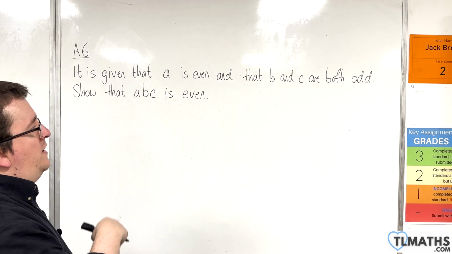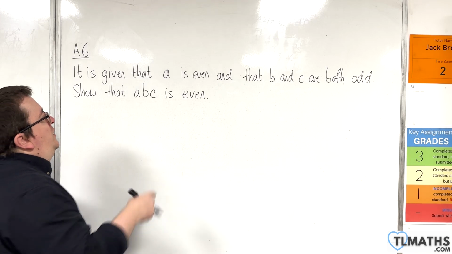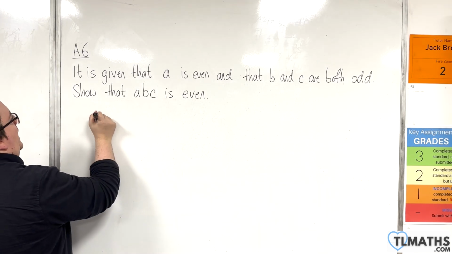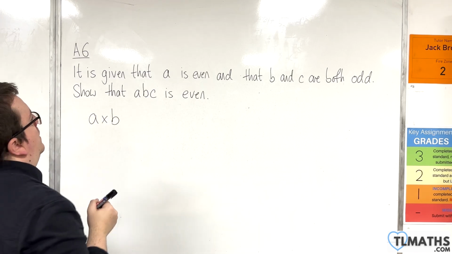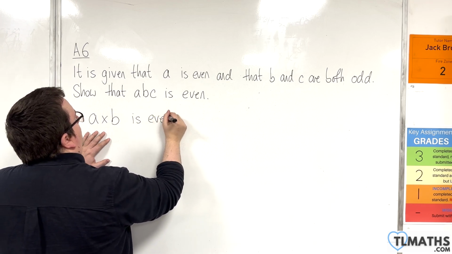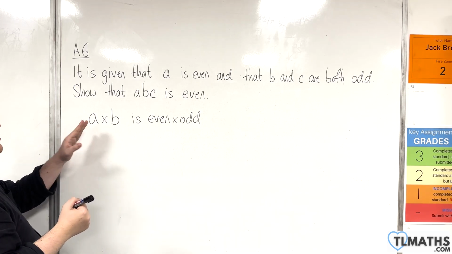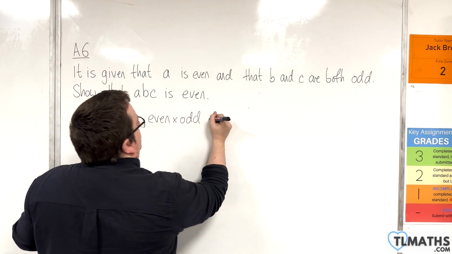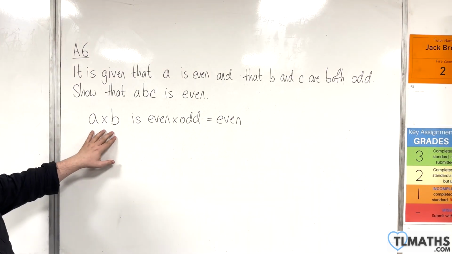Now you could theoretically explain this in words, because we could break this down into just looking at A times B to start off with. And so A times B is even times odd. Because we know that A is even, we know that B is odd. Even times odd, we know is even. So A times B is even.